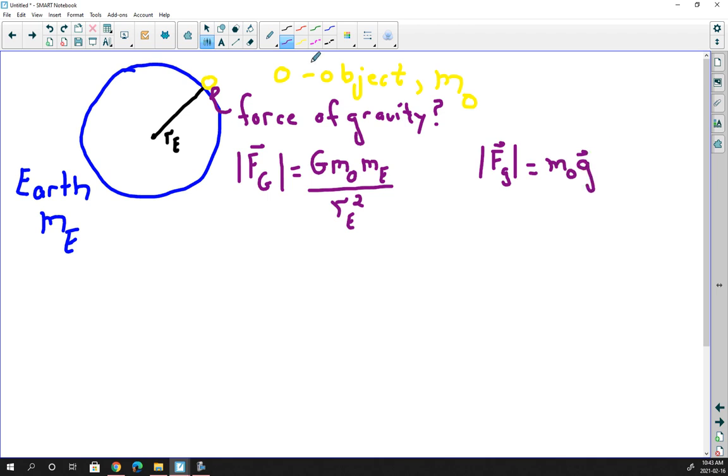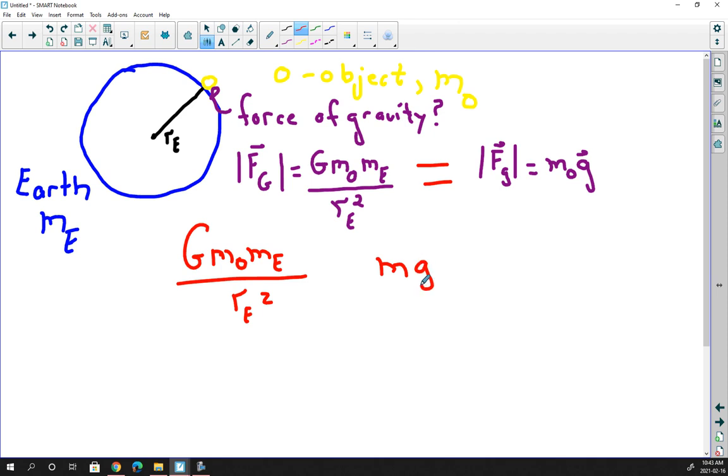Well, kids, physics has to be consistent. You can't get a different answer depending on which equation you use. So these have to be equal to each other. Or another way of saying that is this equation and this equation must give the same answer.